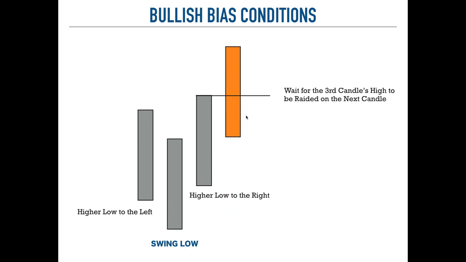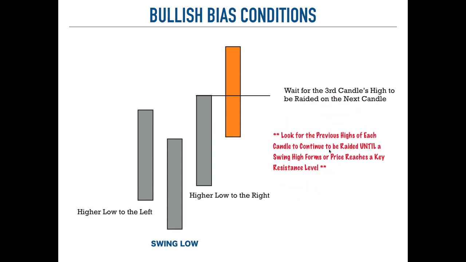So the fourth candle, once it trades through this candle's high, gives us our bullish bias condition. On that day, we can look to be a bull and buy the market at that price, and look for bullish conditions. We will be looking for the previous highs of each candle to continue to be traded through, higher and higher, until we reach a key resistance level or we start to make a new swing high.